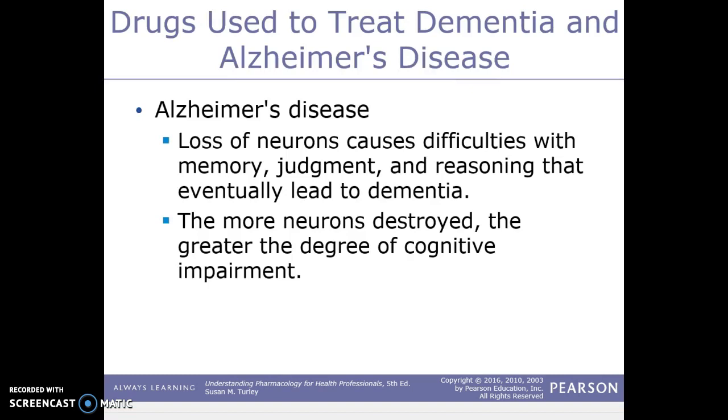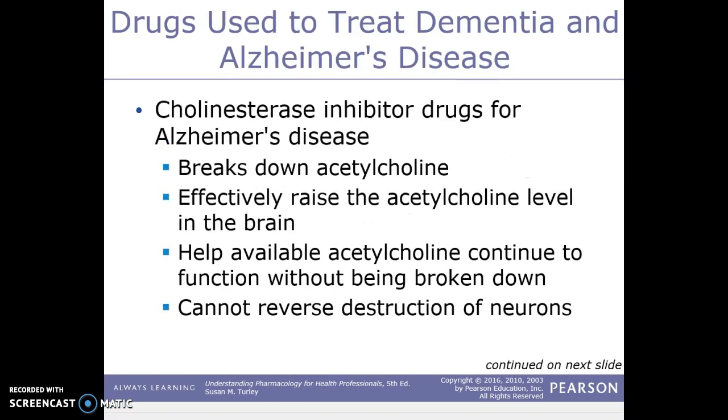So the different drugs that we're going to use are what we call cholinesterase inhibitor drugs. So that's the drugs that are going to break down that acetylcholine to help continue that. It can't reverse things, but it can slow it down. So that's what we're going to focus on.